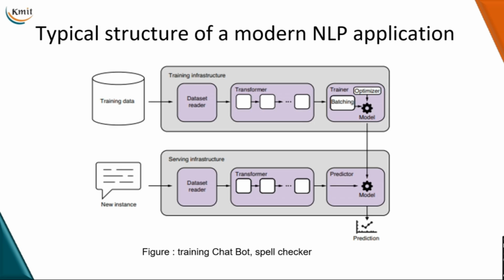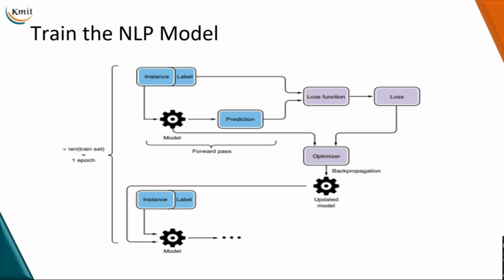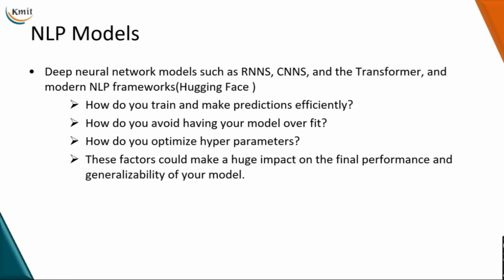When we talk about the typical structure of a modern NLP application, we first take training data, like we read the data set, we develop the transformer model or any other NLP model, and we train it by using optimizers. Once the model is ready, we take a new instance and apply it to get the prediction. So basically we have 2 steps: training the model and then serving that particular model. When we talk about training, we take the instance and labels, give them to the model, and try to make predictions. After we make the predictions, we calculate the loss function, and if the loss is high, we apply optimizers, the forward pass, and back propagation, and then we update the model depending upon how the model is updated. We again process and give new instances and carry on with the development. So this is all known to us.